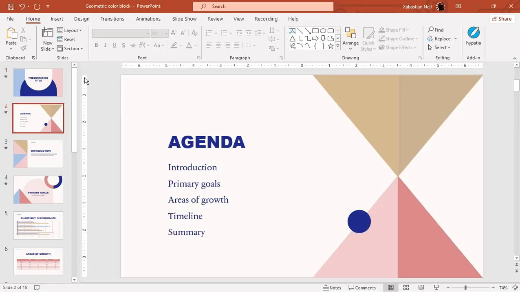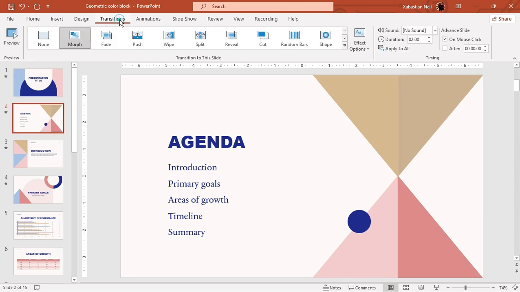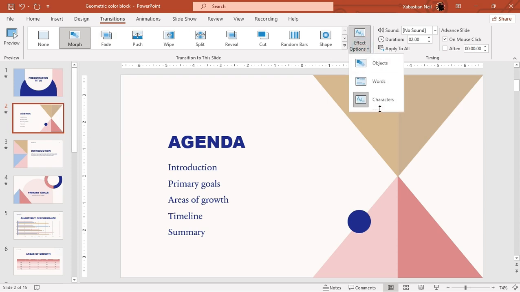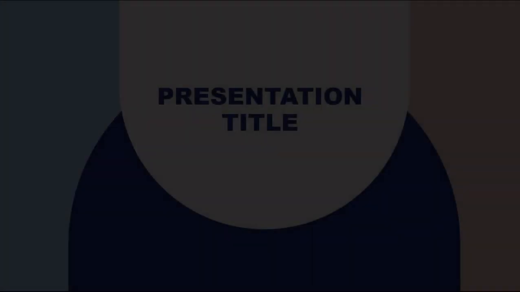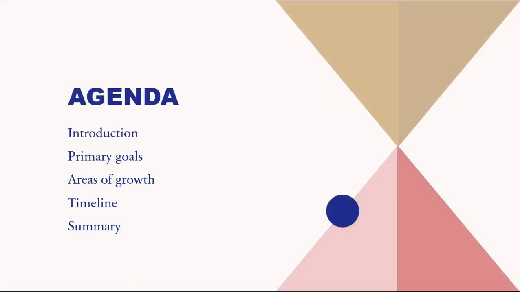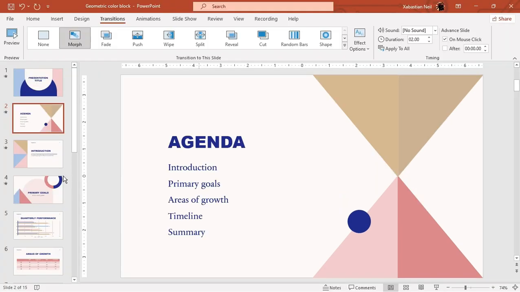What I added was I went to the second slide and then went to transition, added morph, and then in effect options, I changed the characters. So when I changed the characters from the first slide, you can see that A, P, I, E, N, those alphabets shifted from the first slide to the second slide. And you can also see that there is a circle here. I can add a lot more of them.